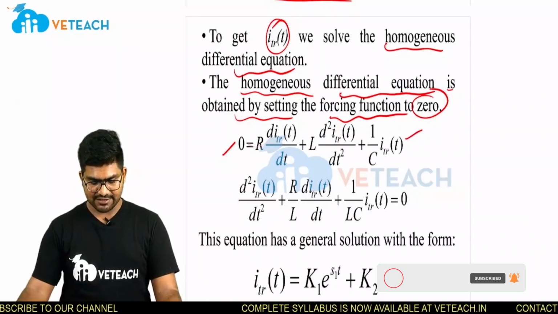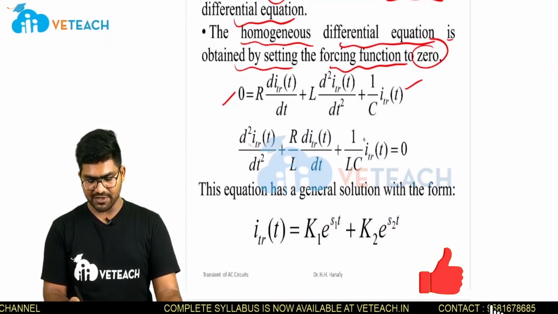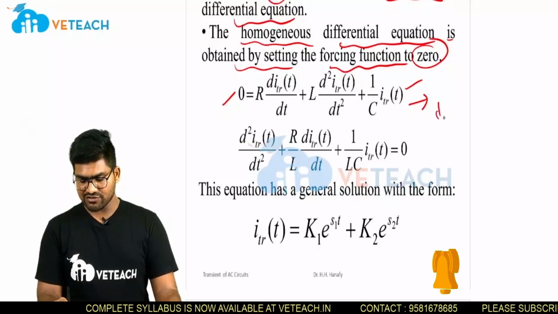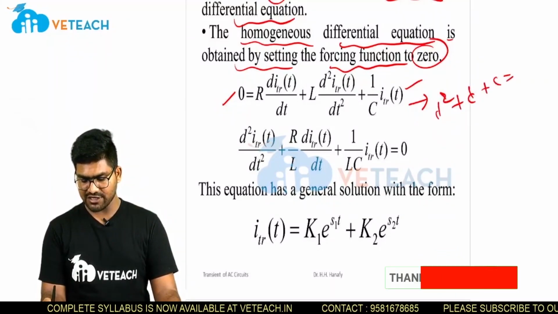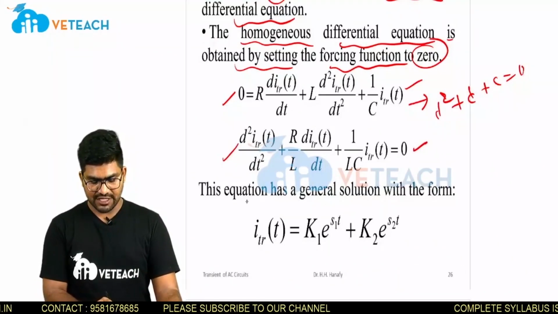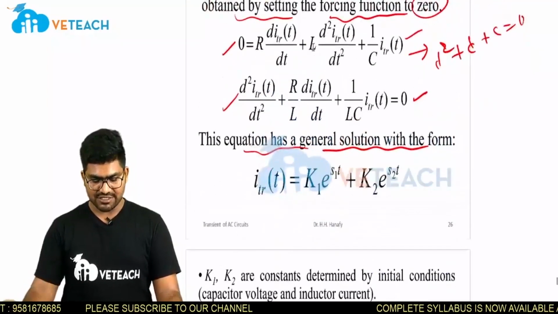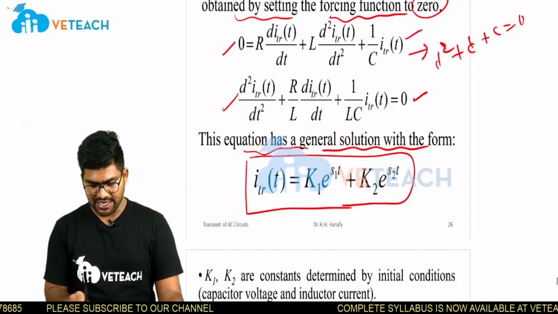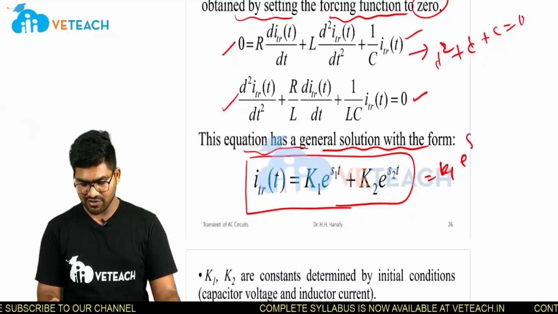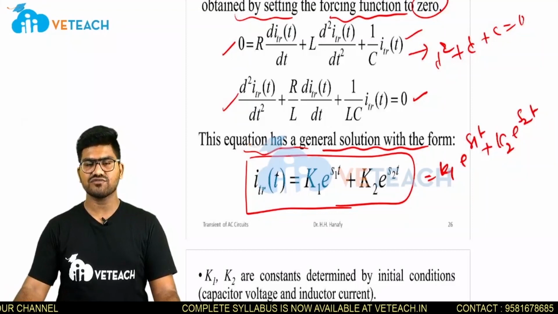This equation I can rewrite as d square i_tr(t) by dt square plus R by L into d i_tr(t) by dt plus 1 by LC into i_tr(t) equal to 0. So if I write in a standard form, this equation has the general solution of the form, since it is a second order differential equation, this is the form of transient current as per the differential equation method from mathematics, which is k1 e power s1 t plus k2 e power s2 t, where s1 and s2 are the different roots.